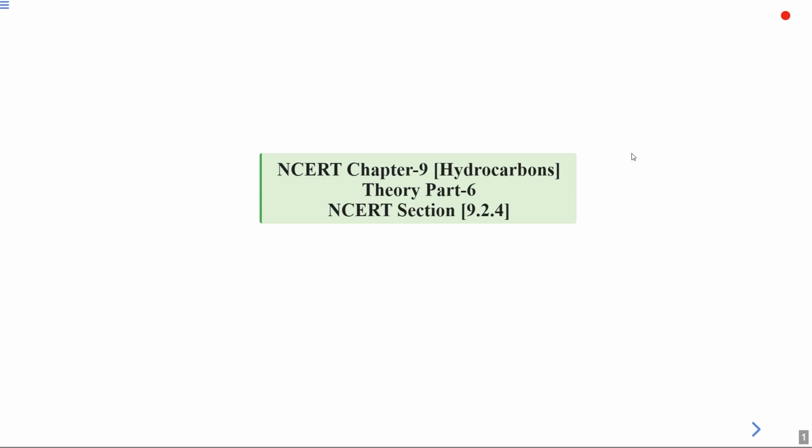So let us continue with the NCERT chapter 9 Hydrocarbons, in which today we will cover the theory part 6. There we will see the NCERT section 9.2.4.